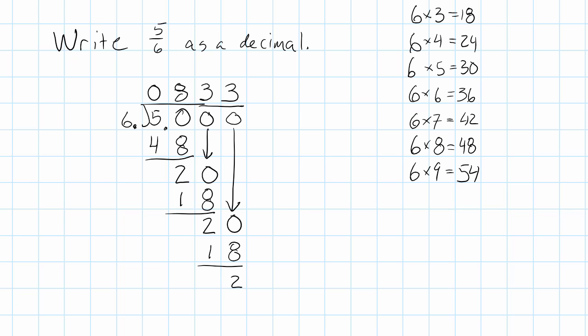Do you see what's happening here? We're getting the same remainder again and again and again. No matter how many times I write 3 here, I'm always going to have 2 left over. This pattern is going to keep going forever.